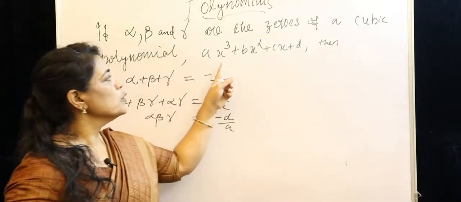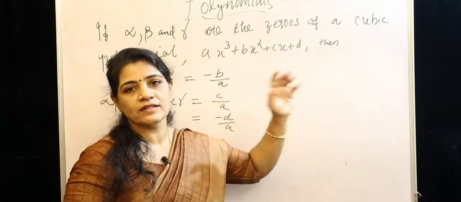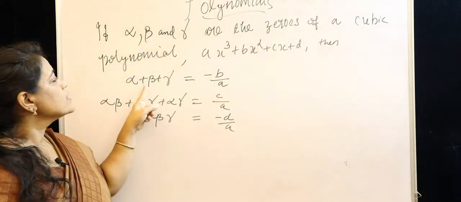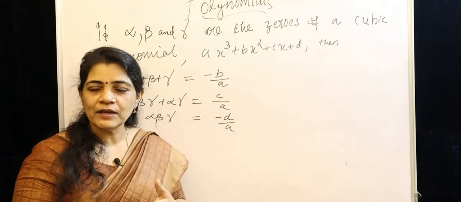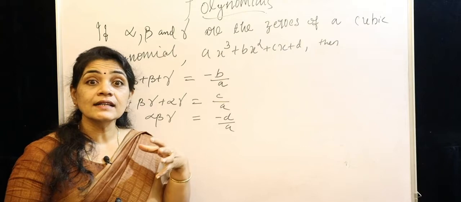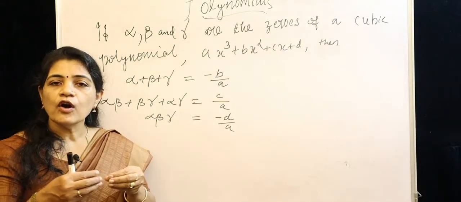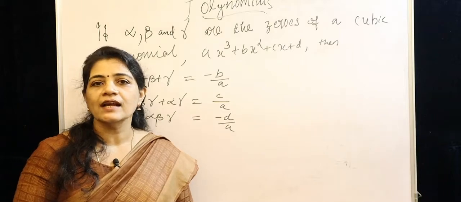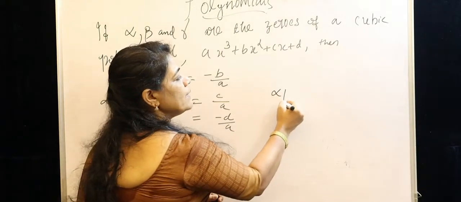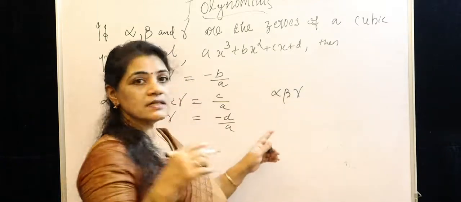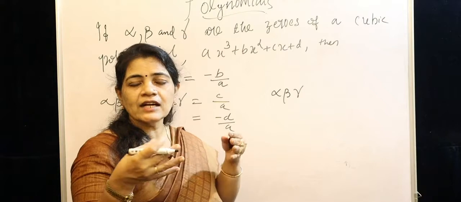Okay, so x cube, then x square, then x, then will be the constant term. So the sum of the zeros, alpha plus beta plus gamma, is equal to minus b by a. And the third term, that is the sum of the product of zeros taken 2 at a time. See children, alpha, beta, gamma are the zeros. So product of zeros taken 2 at a time.